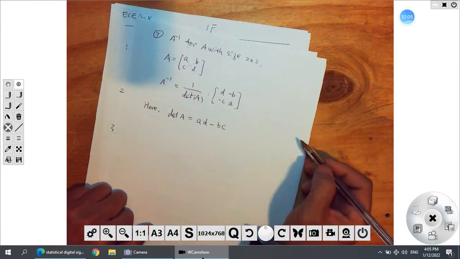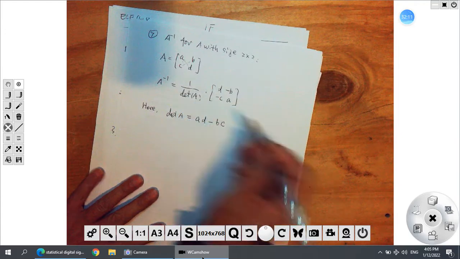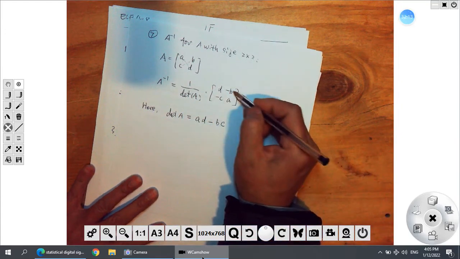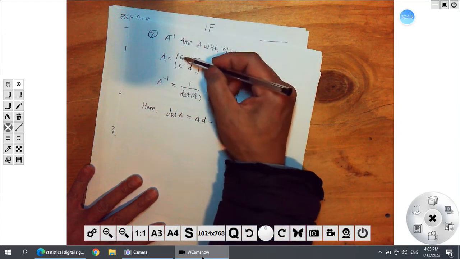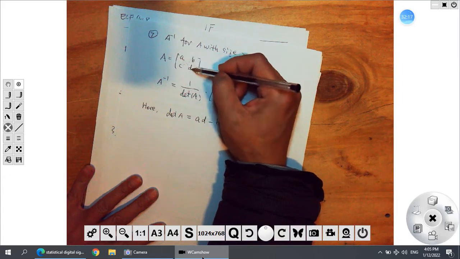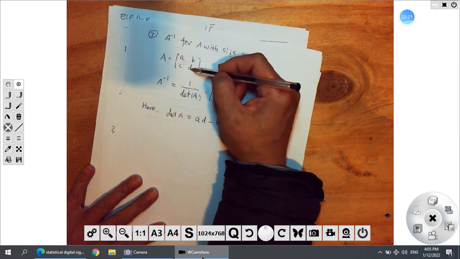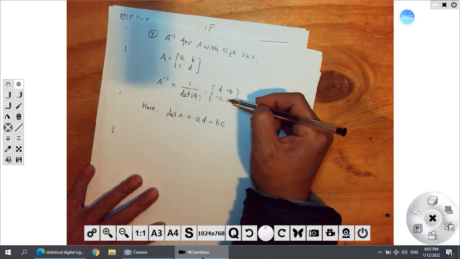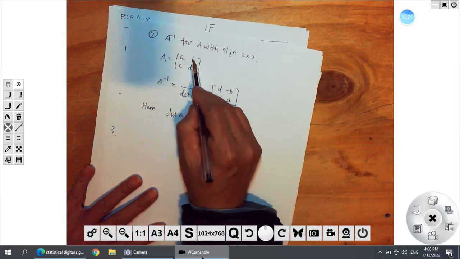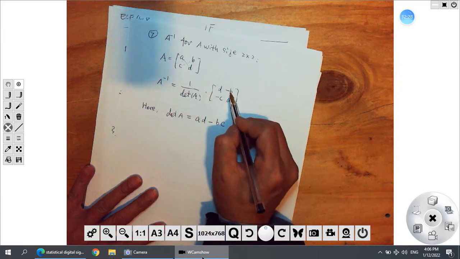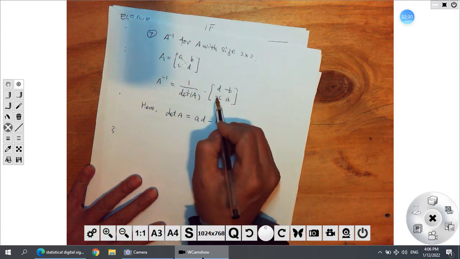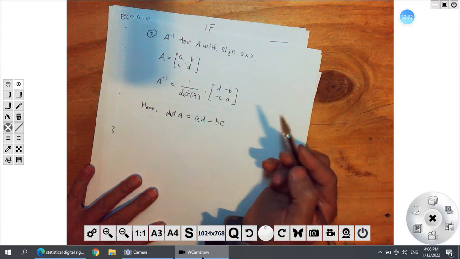So this is the determinant of A. And for this part you need to change the elements. A and D, you change the location of these two: move D to the top and A to the bottom, so you have D and A. For these two elements, B and C, you need to change the sign on each. Now we can do a verification.